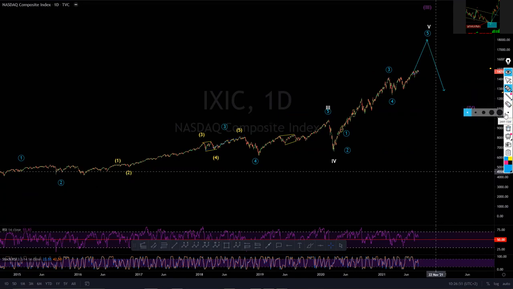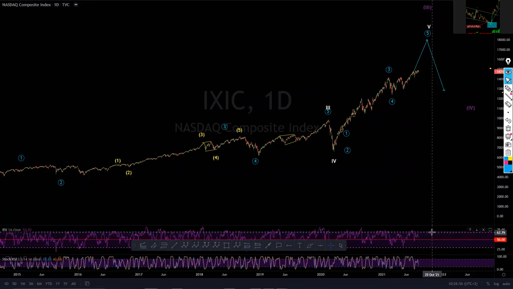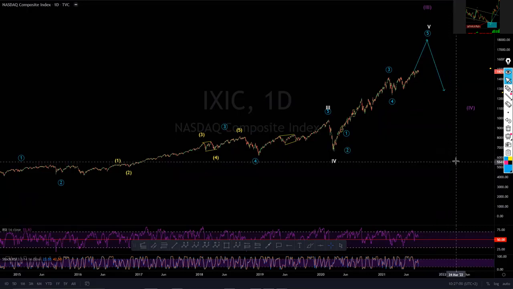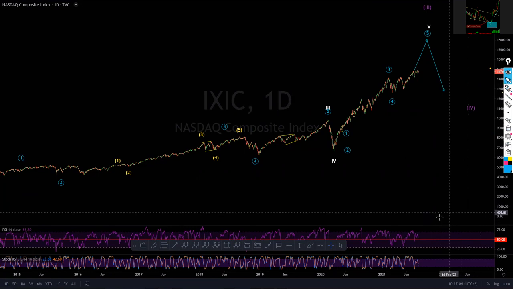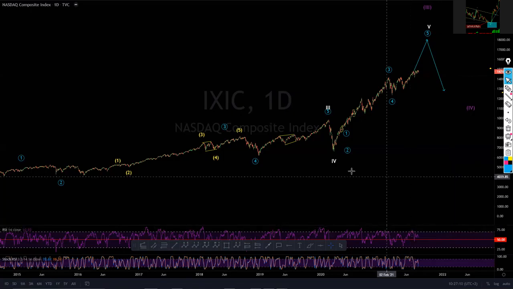So all indices across the entire globe, be they US indices, the Japanese index, the JPN 225, the ASX, any of them, they are all bullish basically.